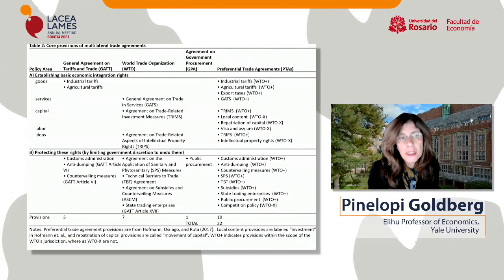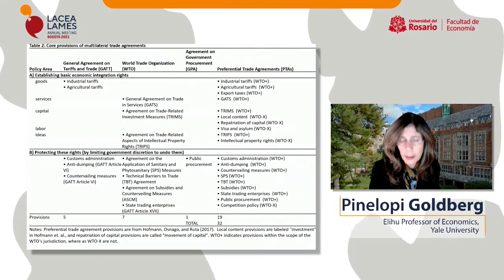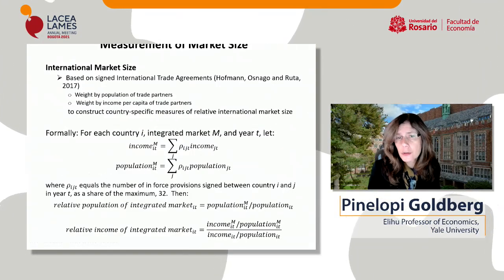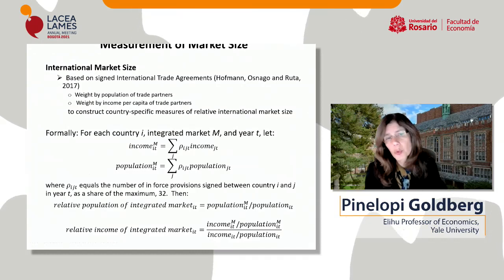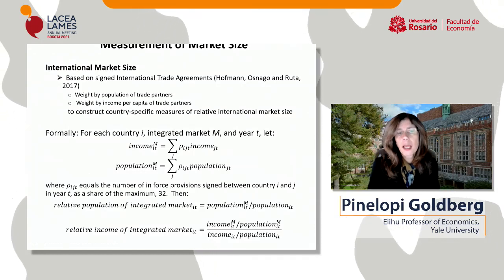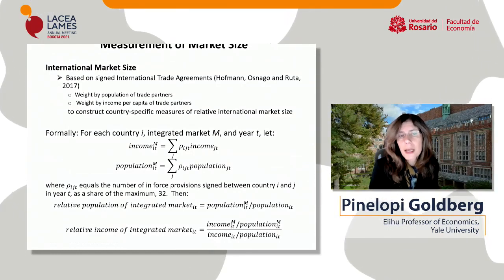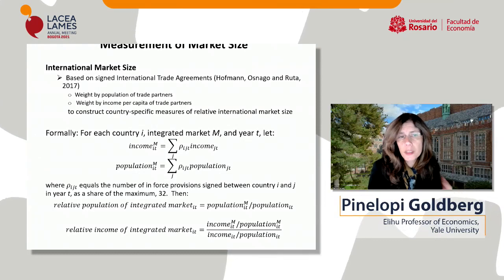All of these agreements have many different provisions listed here. So for every country, we ask the question: how many of these provisions are they signed up to in the trade agreement with another trade partner? And we use the share of provisions that are signed to create weights. These weights capture the degree of integration with this other country.